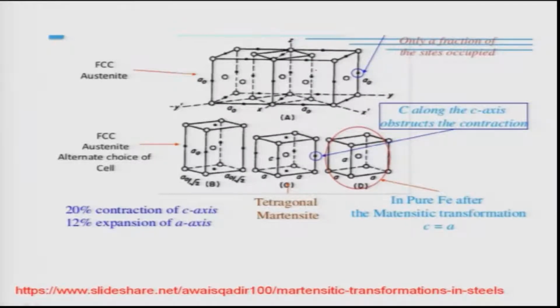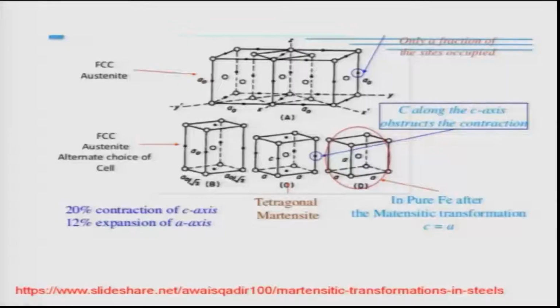This picture is also available in the book of Porter and Easterling, but I have taken this picture from one of the websites known as slideshare.net. As you see, the martensite has a body centered cubic structure. I have been telling you again and again, it is a body centered cubic structure. On the other hand, the parent phase austenite is an FCC structure, and this is a very simple way to generate this body centered cubic structure, or body centered tetragonal structure rather, from the FCC unit cells, and this was done by E.C. Bain long back.